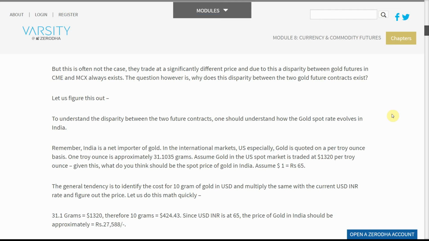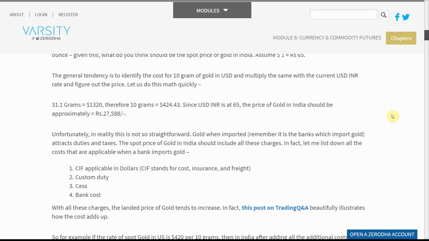The general tendency is to identify the cost for 10 grams of gold in USD and multiply the same with the current USD INR rate and figure out the price. Let us do this math quickly. 31.1 grams equals $1,320. Therefore 10 grams equals $424.43. Since USD INR is at 65, the price of gold in India should be approximately equal to 27,588 rupees. Unfortunately, in reality this is not so straightforward.